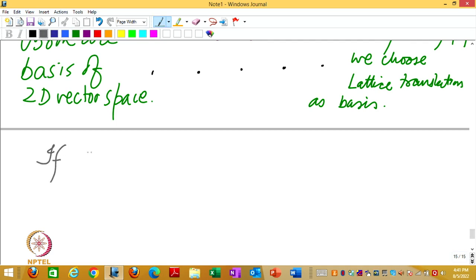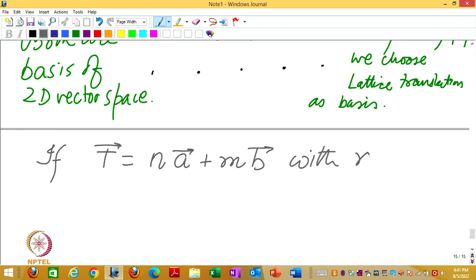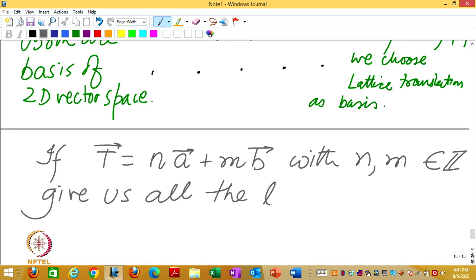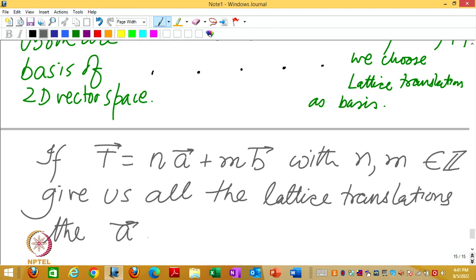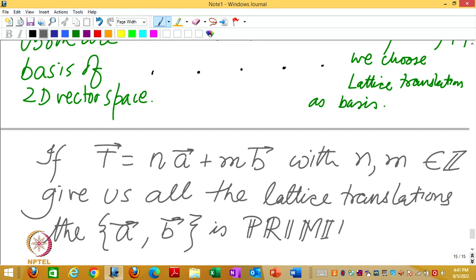So, if T is equal to N A plus M B, with N and M as integers, give us all the lattice translations, then we give a specific name to the set A B, that the set A B is a primitive basis. Primitive.